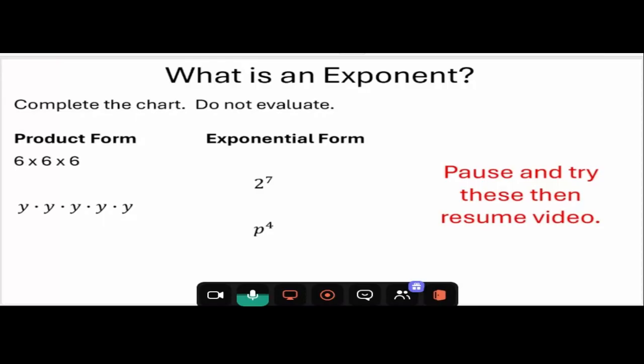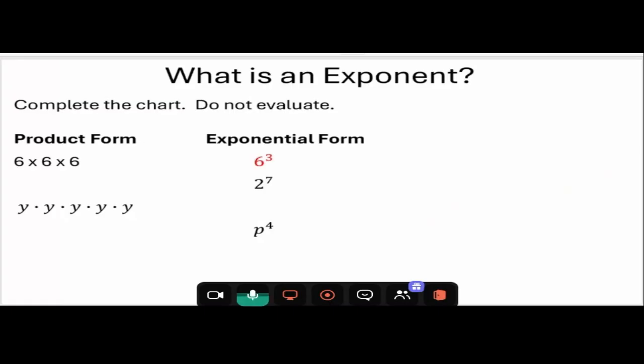So here's a little chart. I'm just going to give you a minute to try this. Over here on the left, we have product form, 6 times 6 times 6. Over here on the right, I want you to put that into exponential form and vice versa. Okay, I think that's enough for this. Don't want to belabor it too much. So 6 times 6 times 6, that's 3 6's being multiplied. So we say 6 to the power of 3.